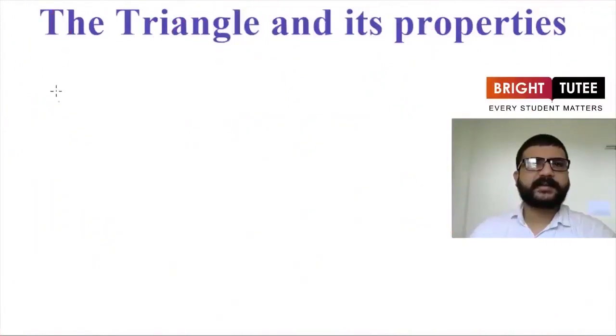Hello students. In the previous lecture, we have seen many questions based on angle sum property. Let's recall what was angle sum property. It says sum of all the angles of a triangle is equal to 180 degrees. And we have studied one more property till now, and it was exterior angle property. And what was it? It says exterior angle of a triangle is equal to sum of its opposite interior angles. So these are the two main properties we have studied till now.